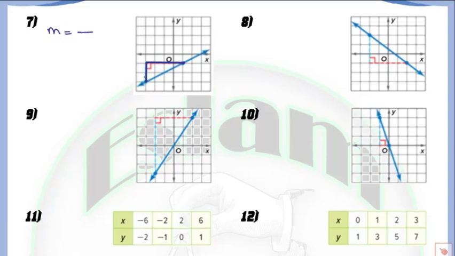You will find that we are going up 2 units, 1, 2. So the slope now would be 2 over. Now count the run, 1, 2, 3, 4. You will find that it will be 2 over 4, which equals 1 over 2.